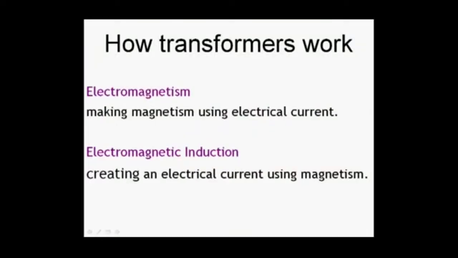A transformer relies on two key physics principles, electromagnetism and electromagnetic induction. Electromagnetism is when an electrical current generates a magnetic field. Electromagnetic induction is where a magnetic field causes an electrical current to flow. As you can see, one is just the reverse of the other.